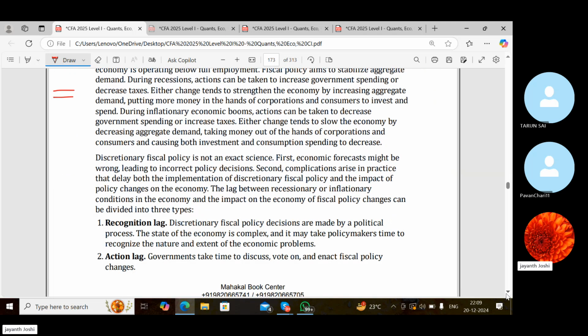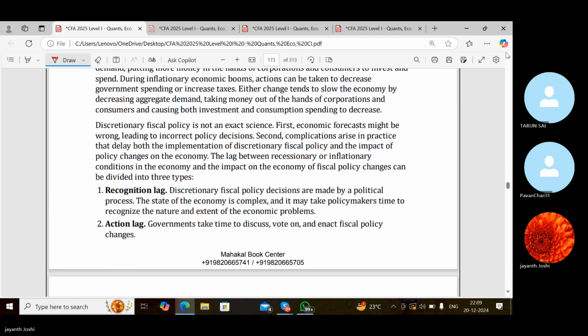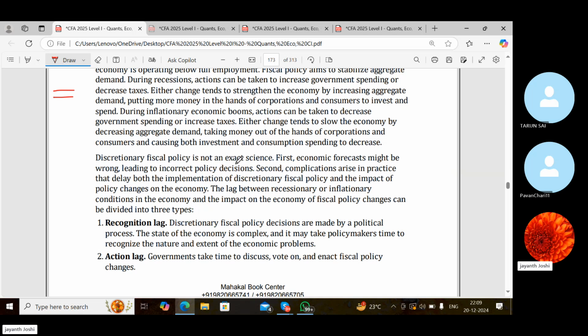So already we have discussed all this. Now, discretionary fiscal policy is not an exact science. First, economic forecasts might be wrong at times, leading to incorrect policy decisions. Second, complications arise in practice that delay both the implementation of discretionary policy and the impact of policy changes on the economy. If there's a delay in this, the impact will be slow. The lag between recessionary or inflationary conditions in the economy and the impact on the economy of fiscal policy changes can be divided into three types.